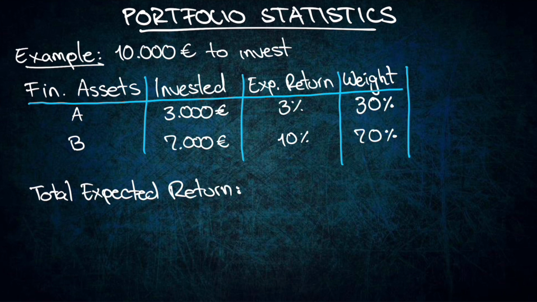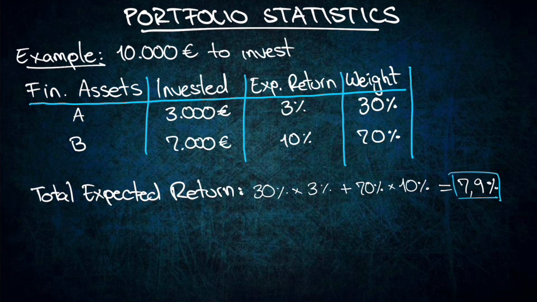Now that we have the weights, it's really straightforward to calculate the expected value of the whole portfolio. We will simply multiply the expected return of each investment by its weight in the total portfolio. In this case, for investment A, we have 30% multiplied by its expected return, which is 3%. After that, we sum the 70% of the other investment multiplied by its expected return, which is 10%. And here we calculate the expected return.